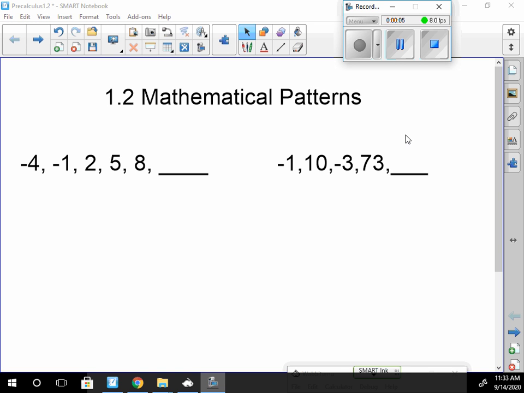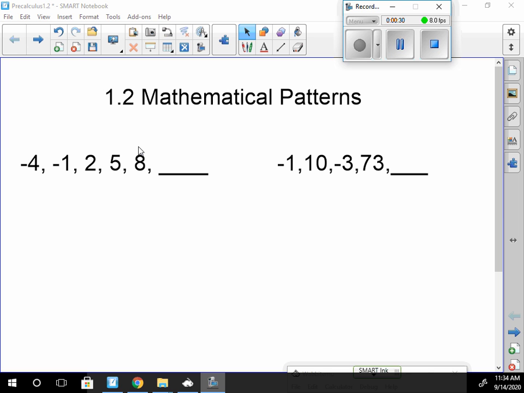Today's lesson is 1.2 mathematical patterns. So if we look at these numbers here, we need to see if we can establish a pattern. In general, when we're trying to establish a pattern, we're going to look at it as, do I add some number to get to the next one? Do I subtract some number to get to the next one?